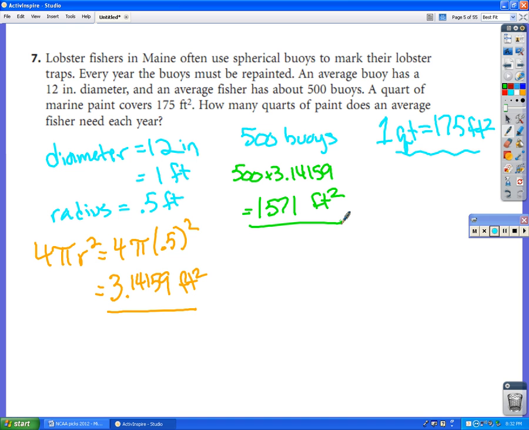So if each quart of paint covers about 175 square feet, I just take the square footage that I need to cover, divided by the amount that each quart covers. And what I get from that is that I need 9 quarts of paint altogether if I am a lobster fisherman in Maine. And I rounded that up a little bit, but you know, that's the way that goes.